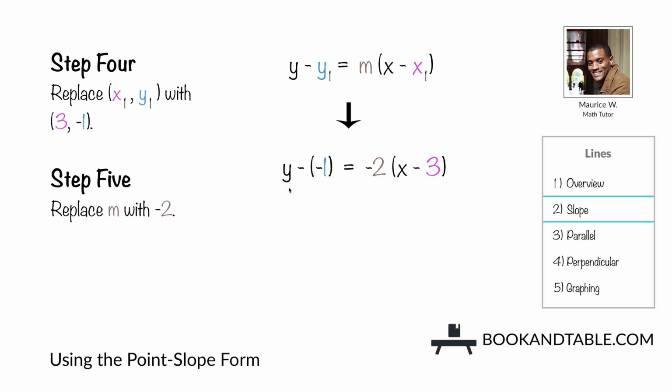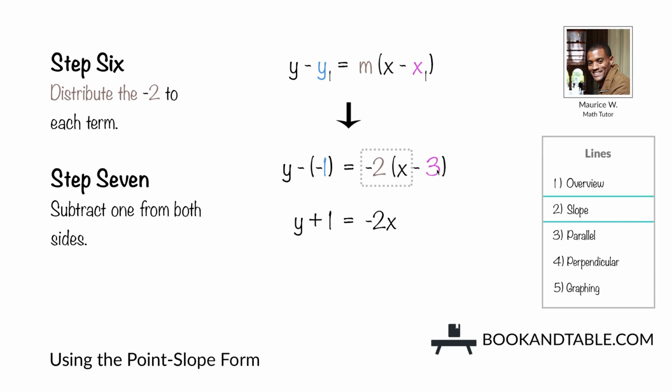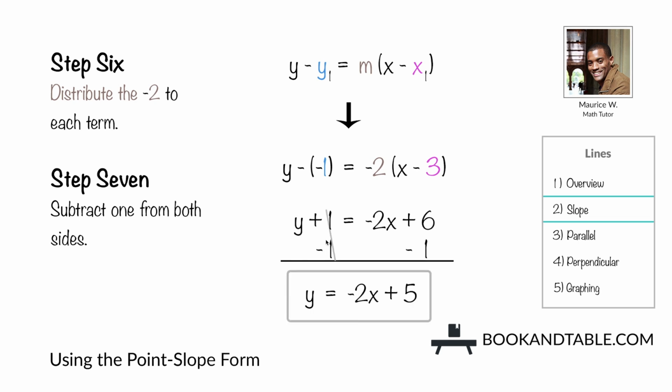So now we want to get y isolated on the left side. So we want to distribute this -2 to each term on the right, and then move this constant over to this side. So step 6, distribute the -2 to the x and to the -3. -2 times x is -2x. -2 times -3 is +6. So after we distribute the -2, y minus -1 is y plus 1, which is equal to -2x plus 6. And to isolate y, step 7, we subtract 1 from both sides, giving us y is equal to -2x plus 5, since 6 minus 1 is 5. So we wind up with the equation y = -2x + 5. This is when we use the first point. We can plug in the second point with the same slope, and we'll still wind up with -2x plus 5.